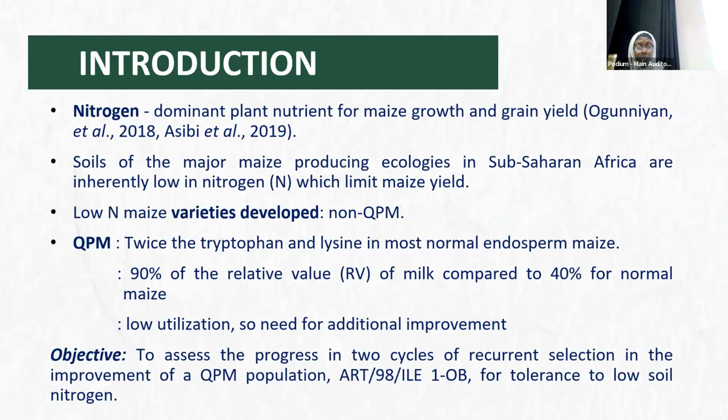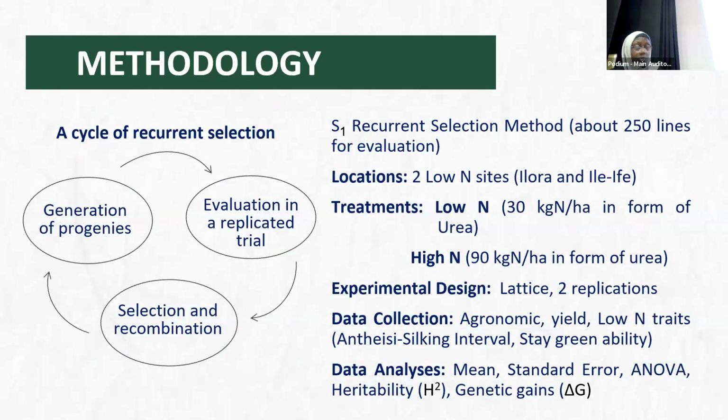The objective of this project is to see the progress in 2 cycles of recurrent selection in the improvement of the quality protein maize. In this project, we use recurrent selection. Recurrent selection is a cyclic method of concentrating genes for resistance in a plant population, and it has 3 stages. First is to generate progenies to evaluate. We take them to the field to evaluate in replicated trials. Then we select the best during the evaluation and we recombine them to form another base population. That completes the cycle, and the cycle continues.